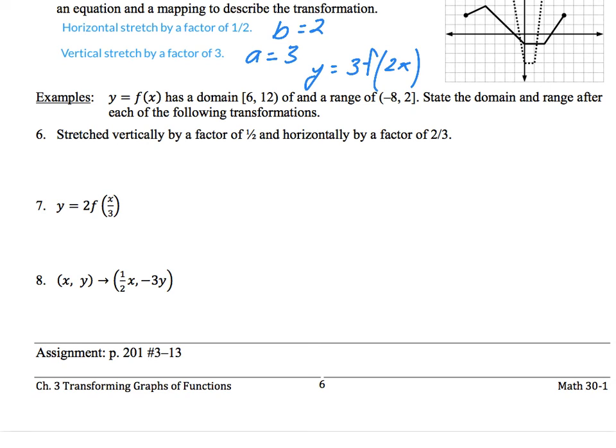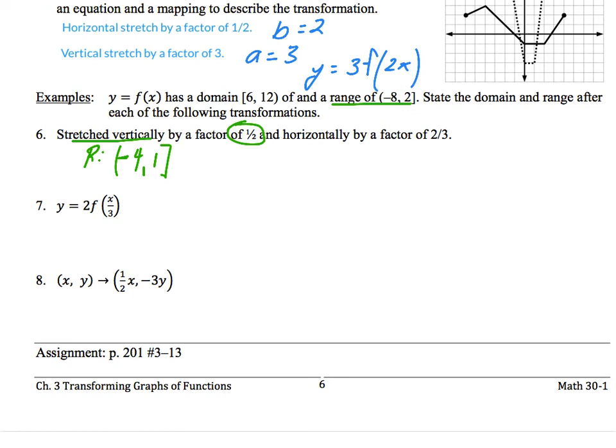So here we go. A vertical stretch is going to affect the range. And so if we have a factor of a half, then our range values will each be multiplied by a half, giving us a new range of -4, comma 1. And again, the parentheses will stay the same. We won't include the -4, but we do include the 1.